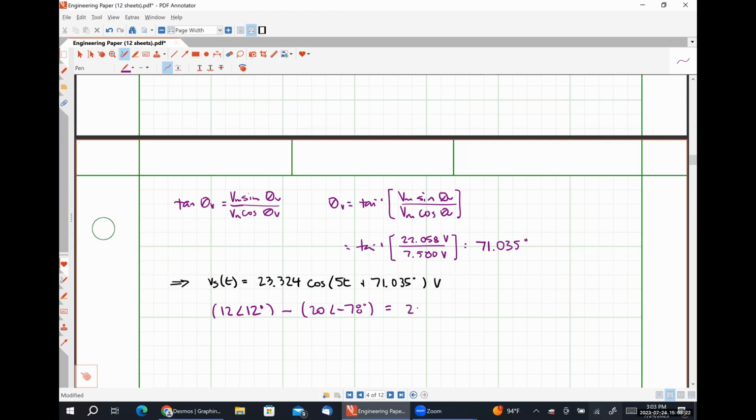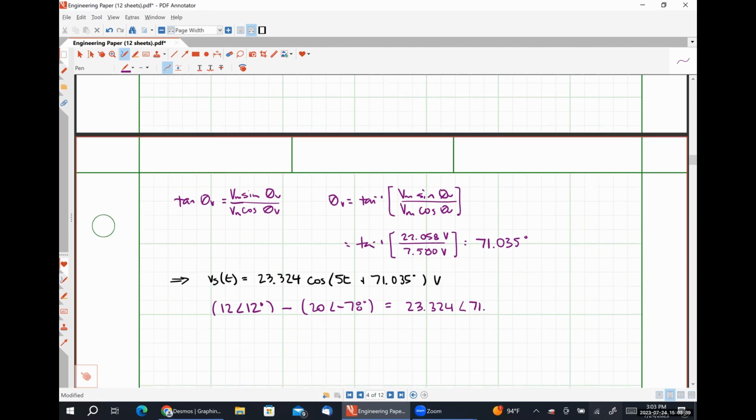I get 23.32807, so let's call this 23.3 with an angle of 71.036 degrees. So effectively, this is the same thing as this, or at least we got the magnitude correctly and the phase angle correctly, except for a tiny amount of rounding error here.